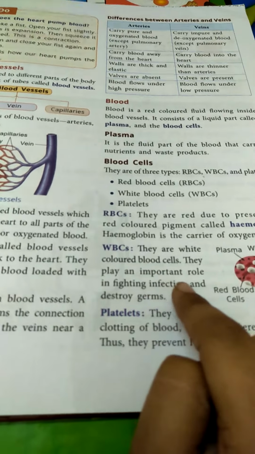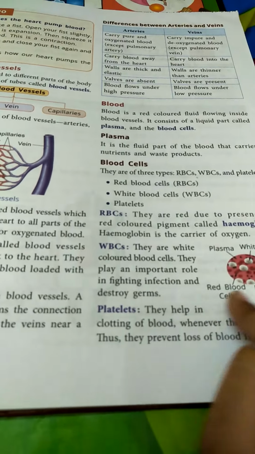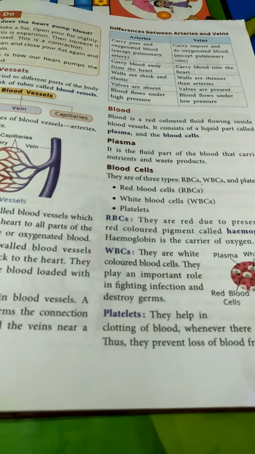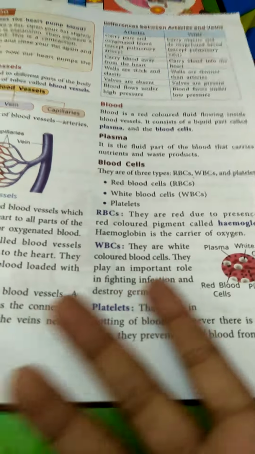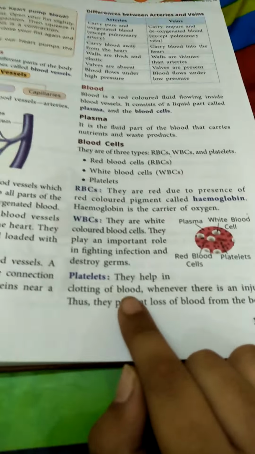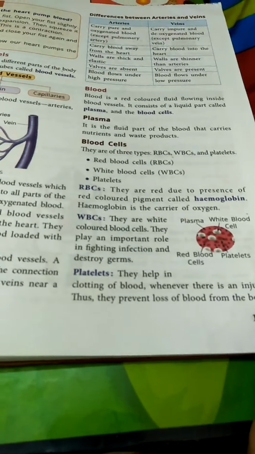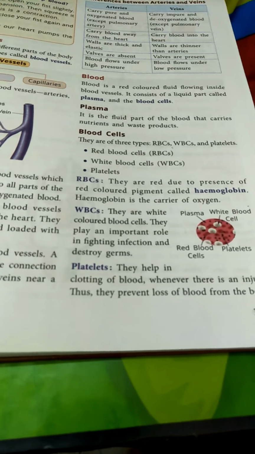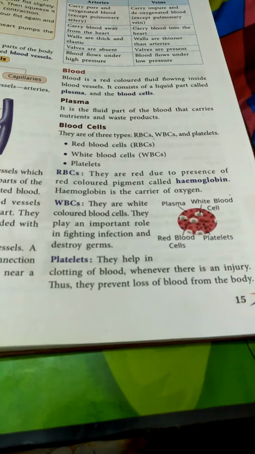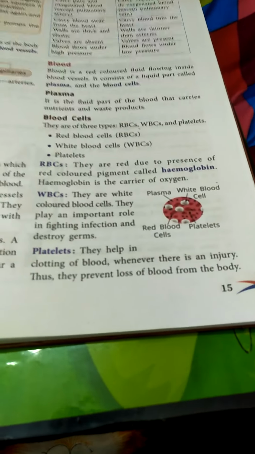Now WBCs, they are the white colored blood cells. They play an important role in fighting infections and destroying germs. Platelets help in the clotting of blood whenever there is an injury. Thus, they prevent loss of blood from the body.